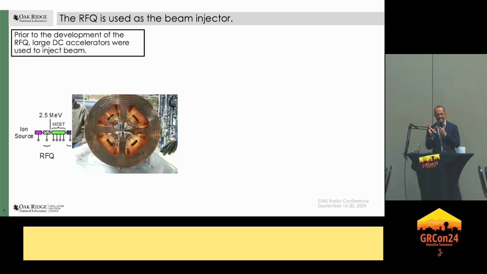But prior to that, and until it really became commonplace, we still used large electrostatic accelerators to get the energy of the ions up high enough to actually get them into the accelerator. You can imagine if you don't have them going fast enough, they're not going to go very far. You can't get them in very far. You can't accelerate them. So the RFQ does that for us now.